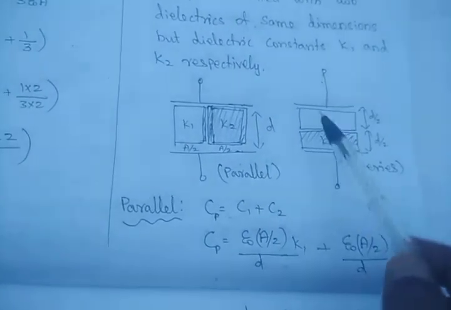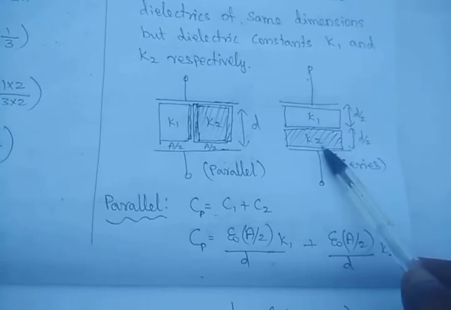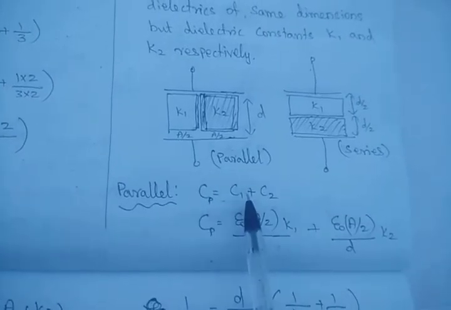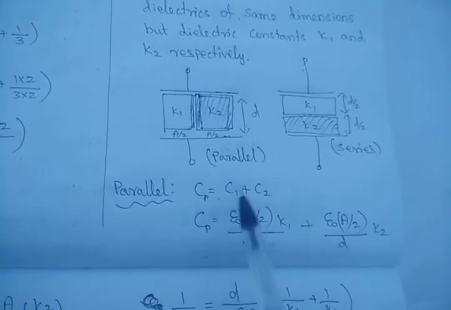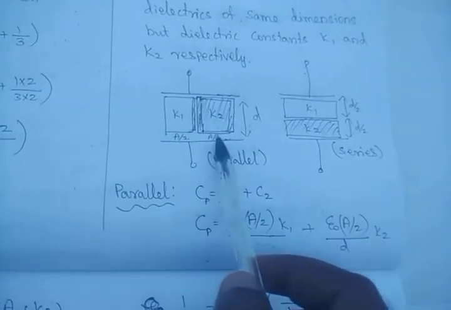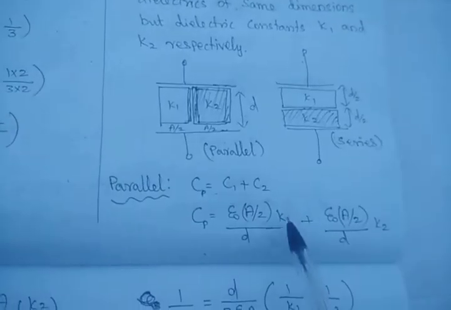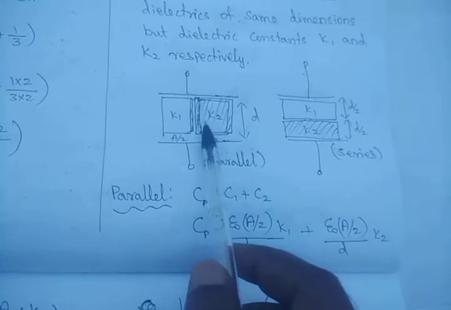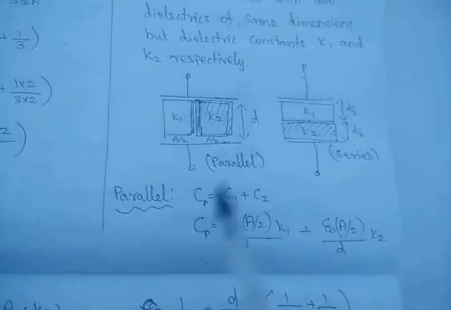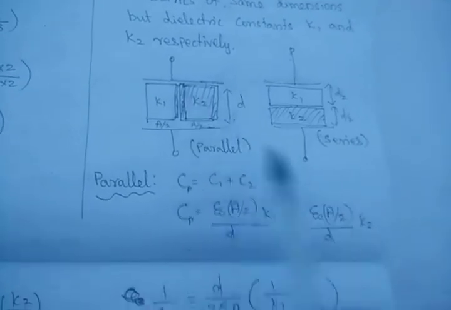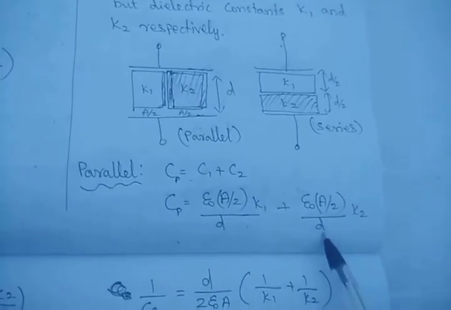So this is a parallel connection, K1 and K2, and the series connection, K1 and K2, two dielectric slabs are connected. In the parallel case, Cp is equal to C1 plus C2. What is that? x lambda naught, the area only differs, it is the same dimension, half we will take, so A by 2 over d, times K1. We should remember that whenever the dielectric slab is inserted, the capacitance becomes K times the original one. So this is the original one and K times K1. For the second one, it is x lambda naught A by 2 by d into K2.